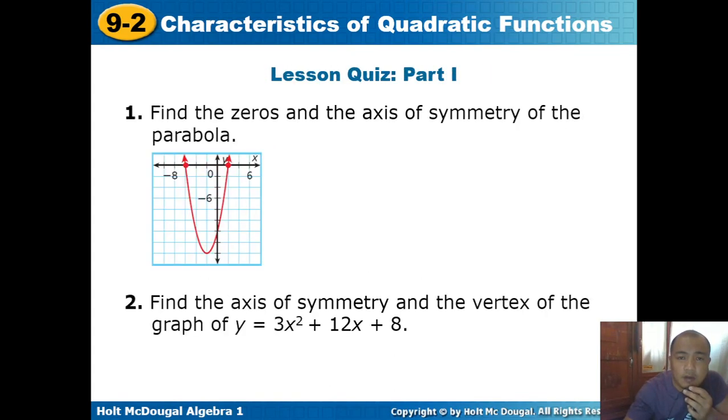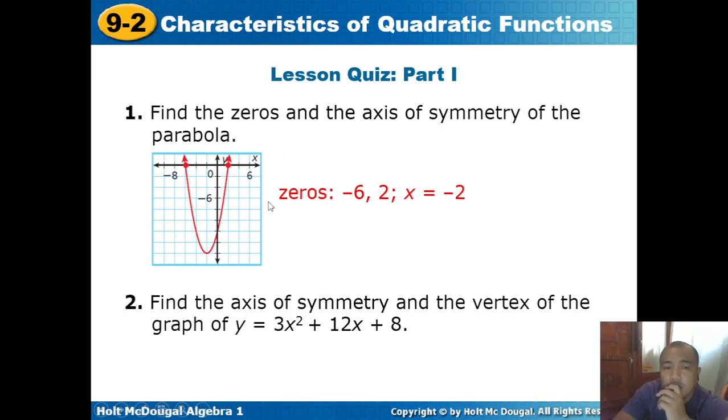So let us now have here our lesson quiz part 1. Find the zeros and the axis of symmetry of the parabola. You can see it in the graph. Number 1. The answer, zeros, negative 6 and 2. In the graph, 2, 4, 6, 2, 4, 6, 8, 10. So negative 6 and 2 are the zeros of the quadratic function. How about the axis of symmetry? Get the average of negative 6 and 2, negative 4 divided by 2, so x equals negative 2.